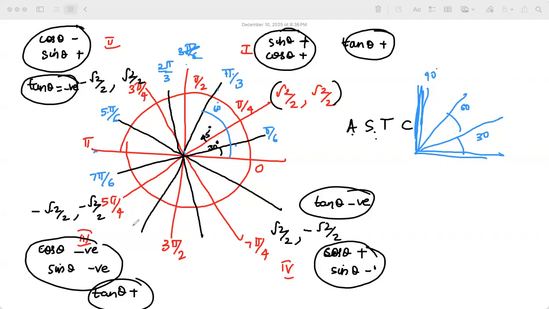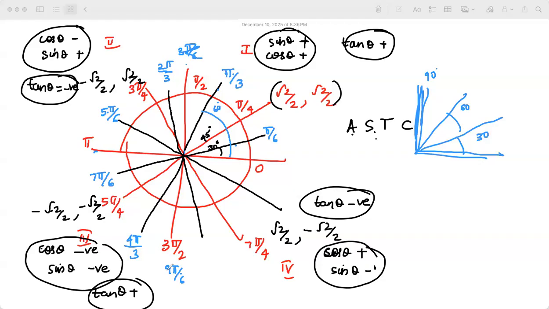Then you have 7 pi by 6. Then you have 8 pi by 6, but I won't write it as 8 pi by 6. What will I write it as? 4 pi by 3. Yeah, 4 pi by 3. And then what is this? This is 9 pi by 6, right?